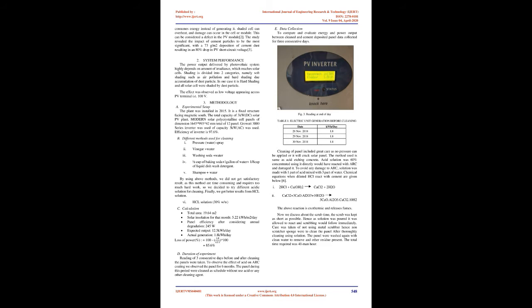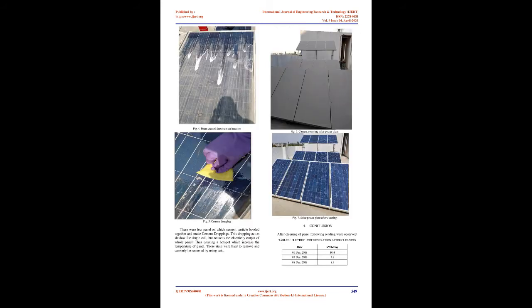In our case it is hard shading, and all solar cells were shaded by dust particles. The effect was observed as low voltage appearing across the PV terminal, i.e. 100 V.